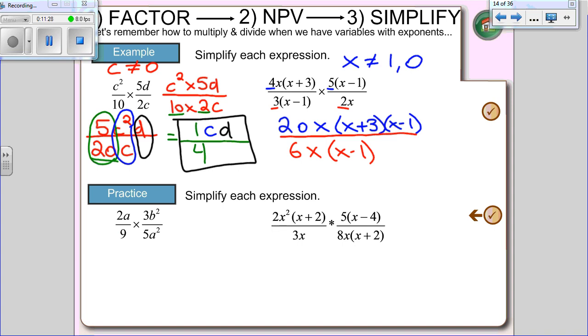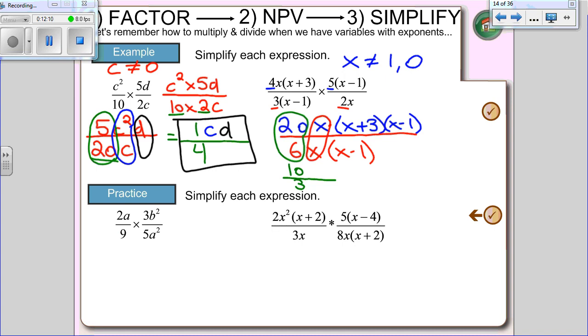Alright, my final step is to check to see if anything can cancel out. Always check your coefficients first. My 20 and my 6. What can they both be divided by? 3? Nope. 2. They can both be divided by 2. So it becomes 10 divided by 3. The next thing I check is my single x. My single x on the top has a single x on the bottom. That means those things can cancel out. So you get rid of them.